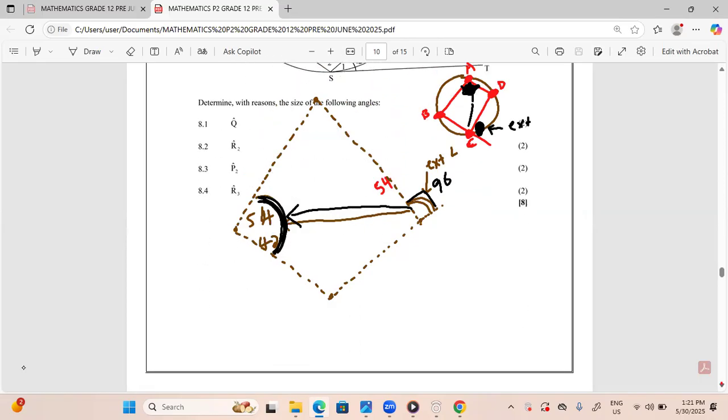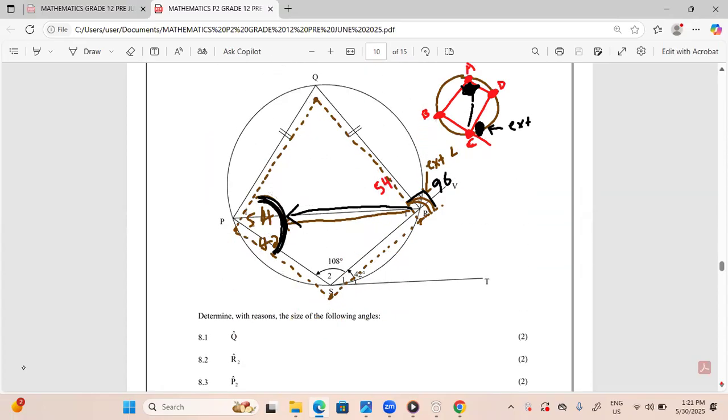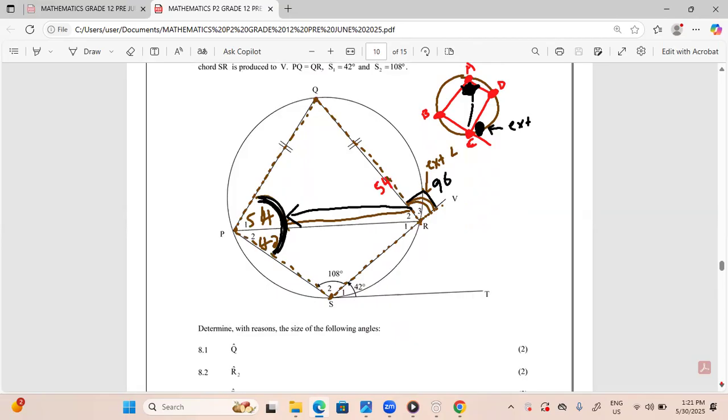So what is it that you have to watch out for? From this question, let us not rush. We need to watch out for a cyclic quadrilateral. Note the theorems. Note that the opposite angles add to 180. Note that the exterior angle of a cyclic quad is equal to the opposite interior angle. And another thing which is important, watch out for an isosceles triangle. Note that an isosceles triangle has two sides that are equal.